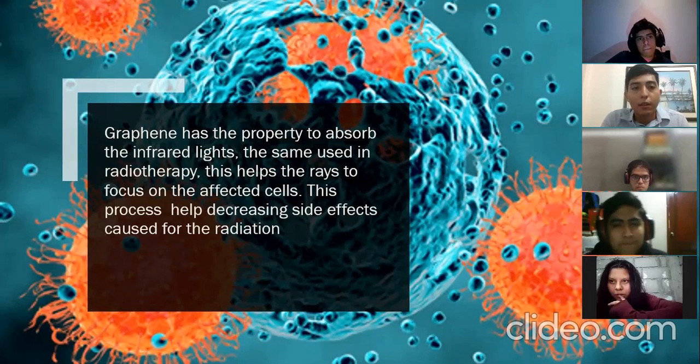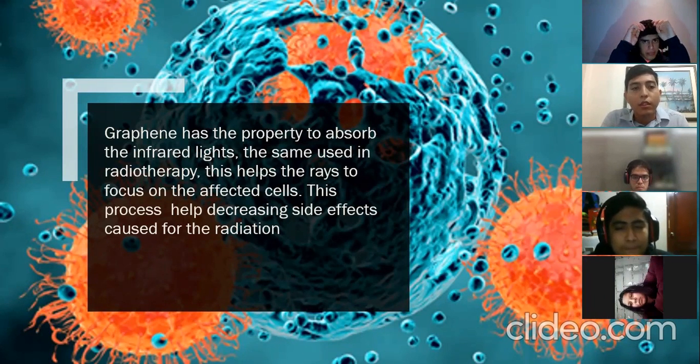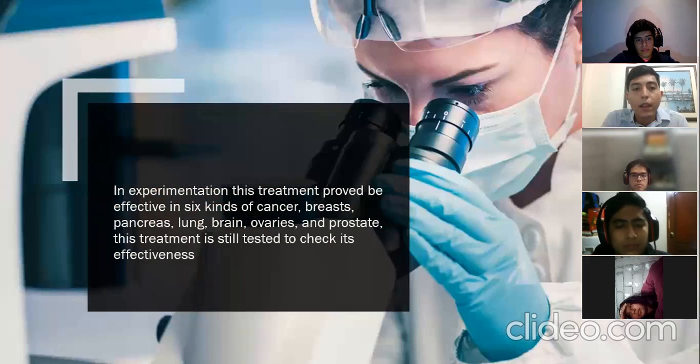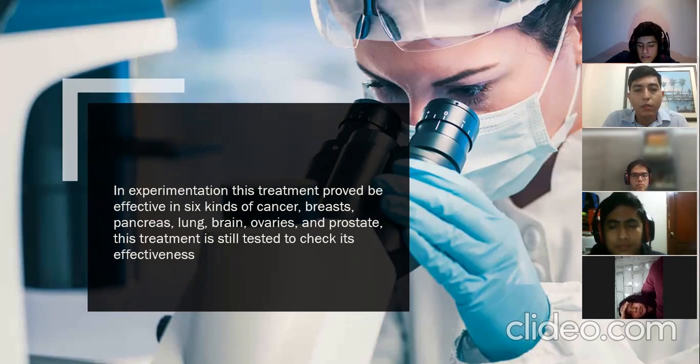Graphene has a property to absorb infrared light, the same used in radiotherapy. This helps the ray to focus on the affected cells, and this process helps decrease the side effects caused by the radiation. In the experimentation, this treatment proved to be efficient in 6 kinds of cancer: breast, pancreas, lung, brain, ovaries, and prostate. This treatment is still being tested to check its effectiveness.